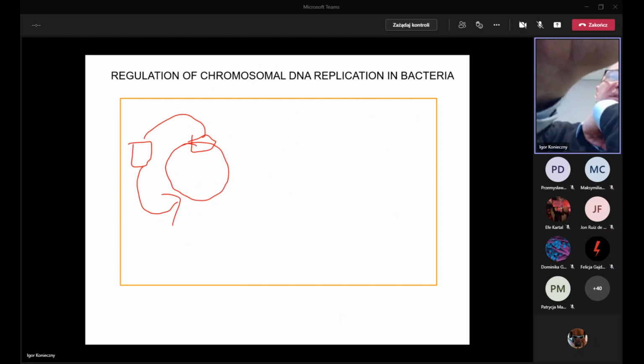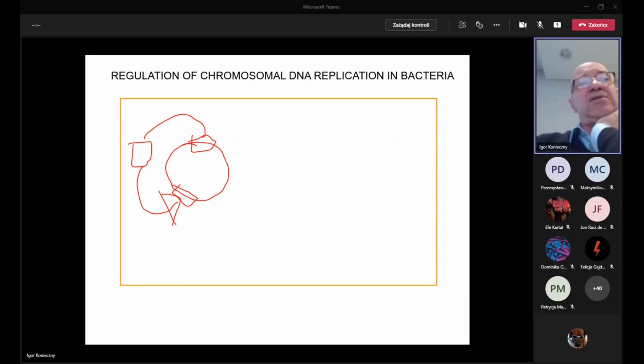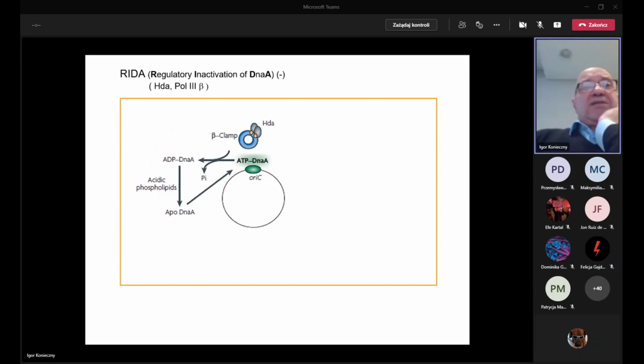So the system looks simple, but it turns out that it's not that easy. It was not easy, and it's still not easy to fully understand the mechanism for the regulation of DNA replication initiation. Okay, so we have very many systems, and I will try to go one by one, showing you the complexity of this regulation.